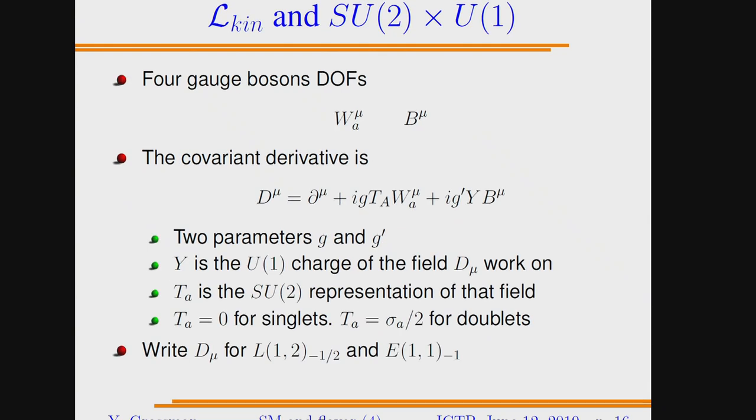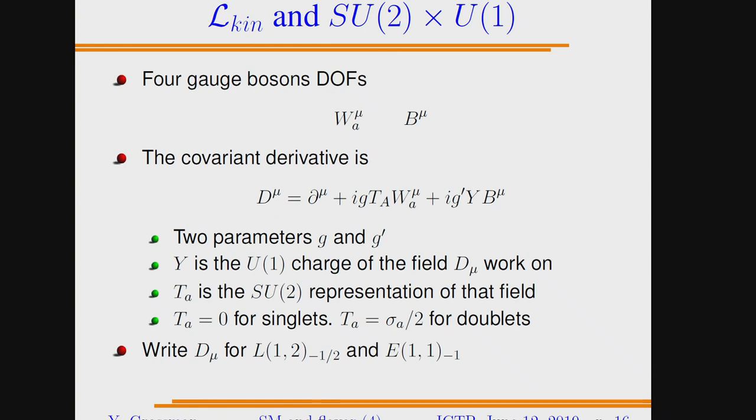So let's start with the kinetic term and the SU2 cross U1. So we have four gauge boson degrees of freedom. Why four? Because in SU2 the gauge boson has to be an adjoint, it has to be a vector, so there's three, and the U1 has 1 degree of freedom. This is the covariant derivative, and it has two terms. One term has to do with the coupling to the W boson, and it's proportional to the matrices T, and one is proportional to the coupling to the U1 gauge boson, which is B, and the coupling is proportional to Y, okay? So Y is the number that I input, and the T's are the matrices that depend on the representation.